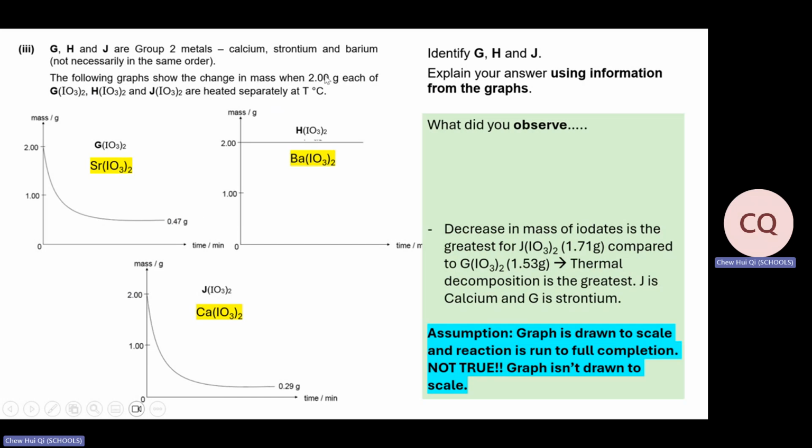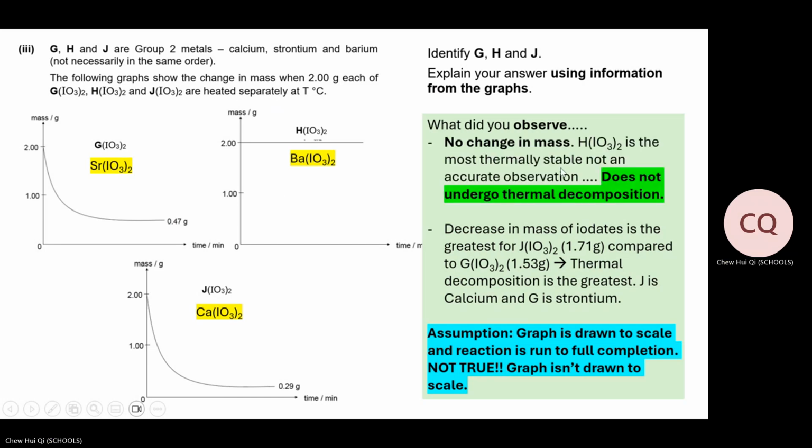You begin with 2 grams, and they are all heated separately at T degrees Celsius. We let it run. Now, they ask you to identify what G, H and J are, and explain the answer using information. Now, you've got to tell us what you observe.